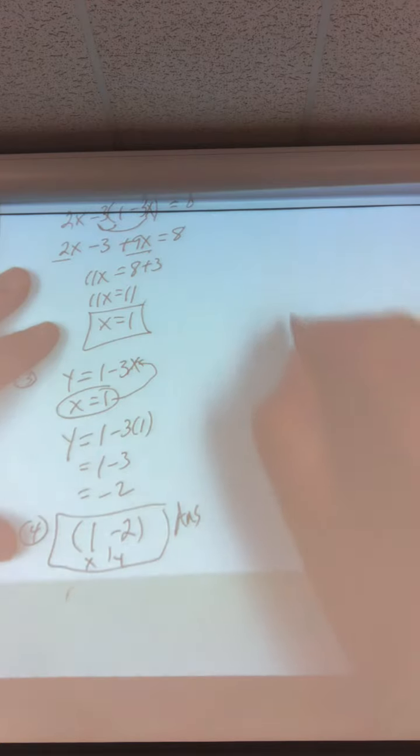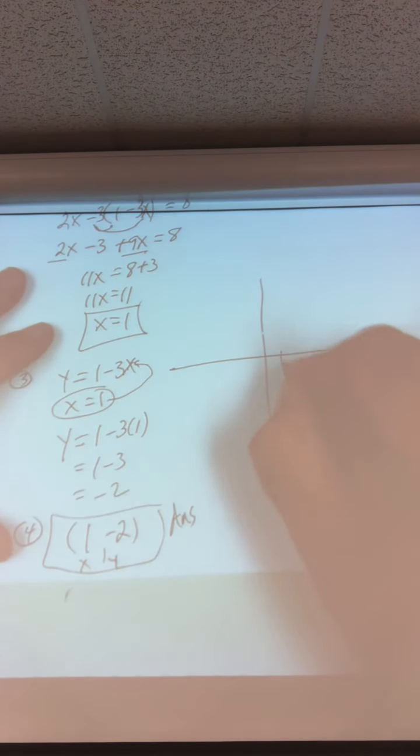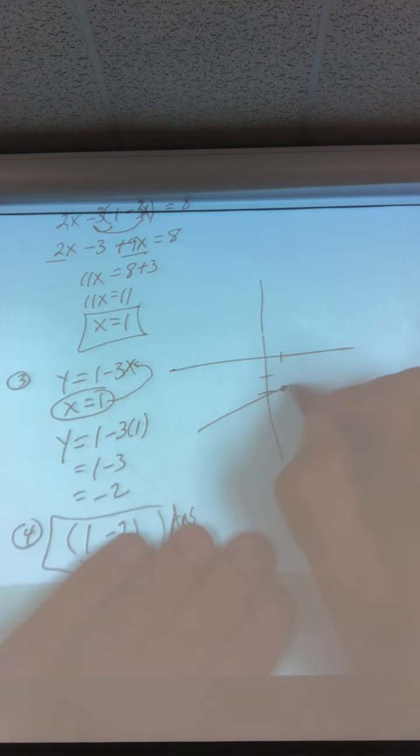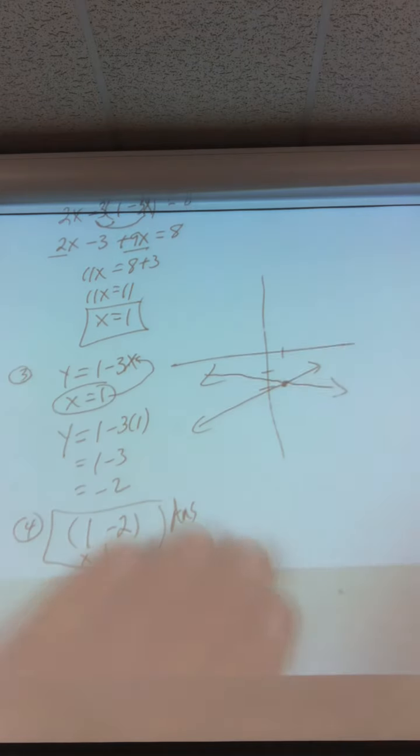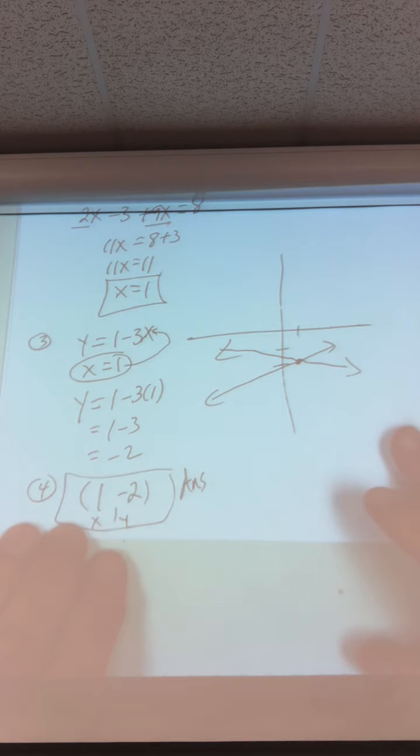So what does that mean? It means that if I was to graph these two lines, which I am not going to do, those two lines would cross right there. Let me just make up something. So one line may look like that, the other line may look like something like that. I don't know. That's not the point. The point is 1, negative 2 is the answer.